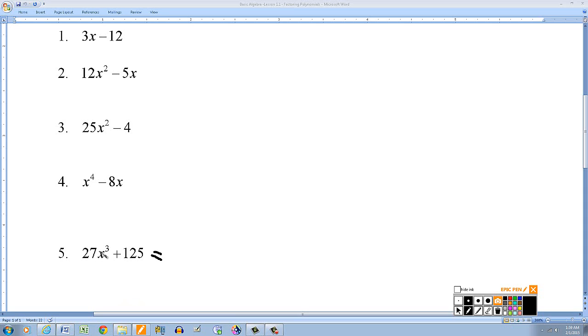So this one then factors into the sum of the cube roots. So the cube root of 27x to the third is 3x, and the cube root of 125, that's 5 times 5 times 5, is 5. So the first factor, then, using the formulas that I went over earlier, is 3x plus 5. And then in the second parentheses, the first term is always the square of the first root. Okay, so 3x quantity squared. 3 squared is 9, and x quantity squared is x squared.